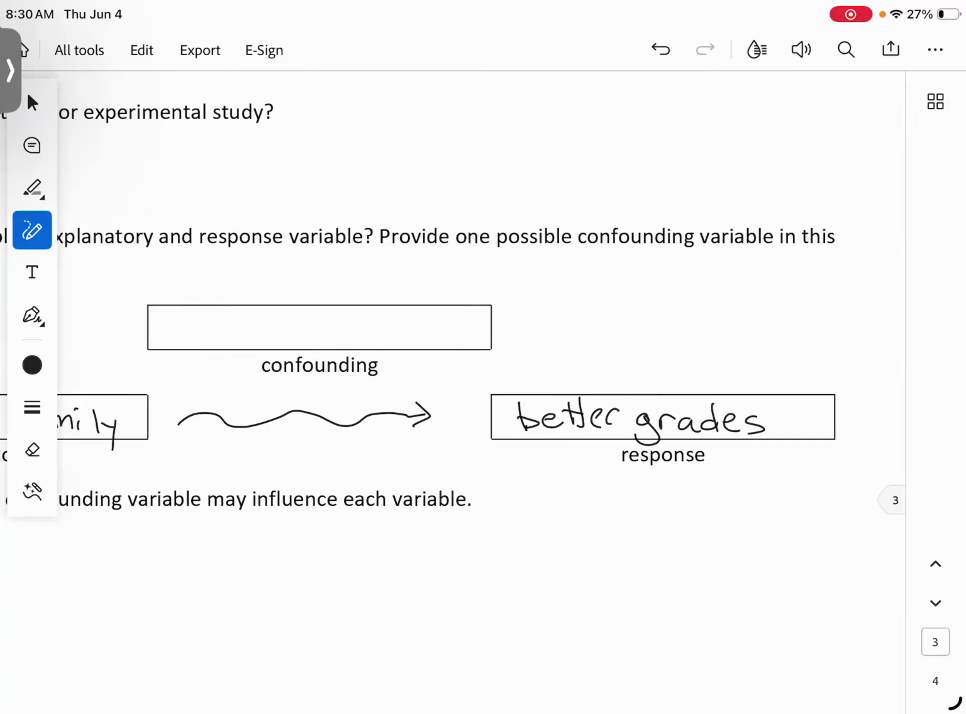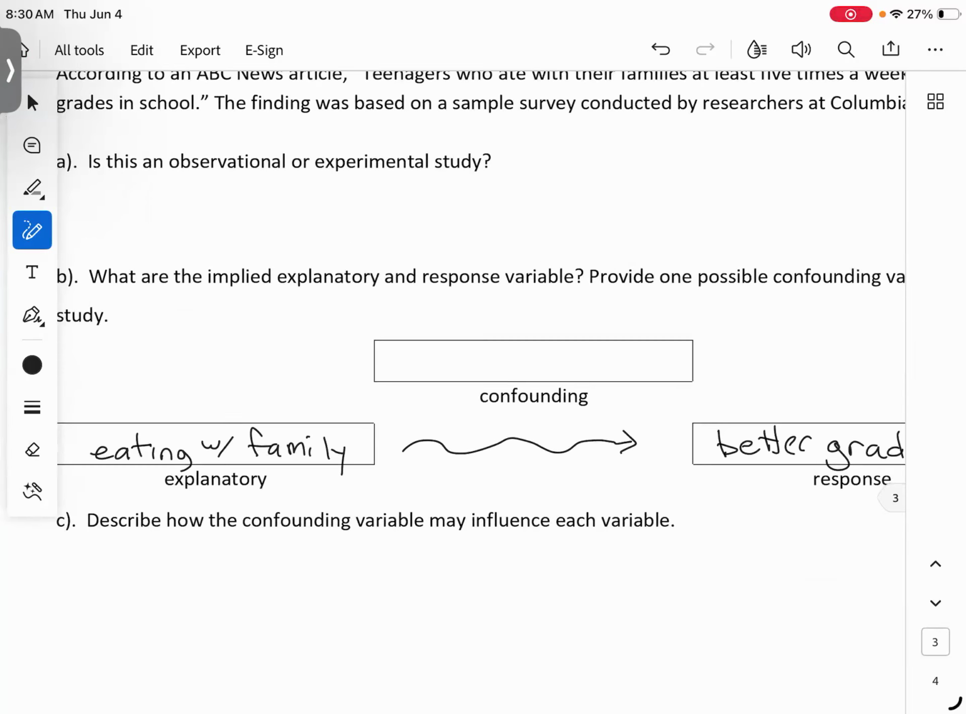Now, as far as whether this was observational or experimental, this was an observational study. And again, they're not asking us to explain, but if on the homework, tests, or quizzes coming up down the road you're asked to explain why, you would just put something really short about the lack of control, that it did not control any variables.